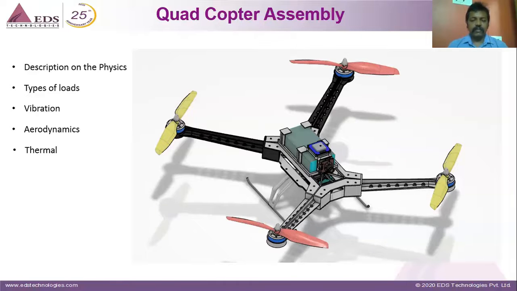Next, the types of load you need to consider for an analysis: the battery is a kind of load, the electronics are a kind of load, and then the thrust which is created by these rotors is also a kind of load. These things are to be considered for the design of the arms.